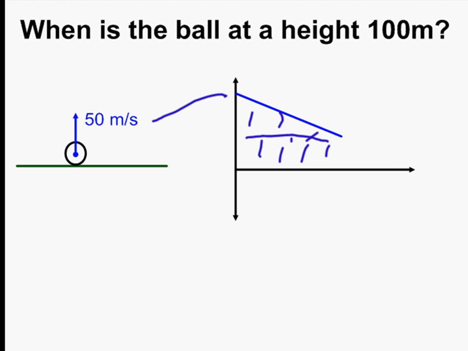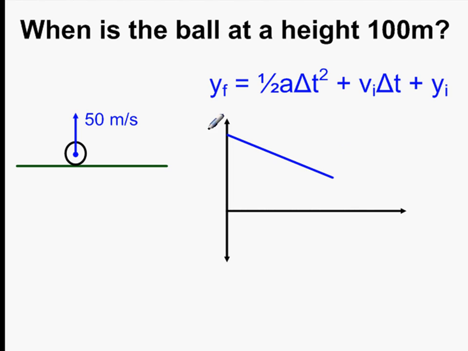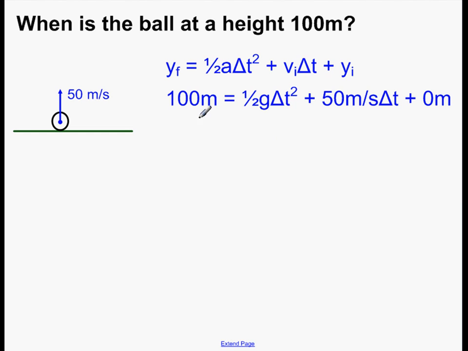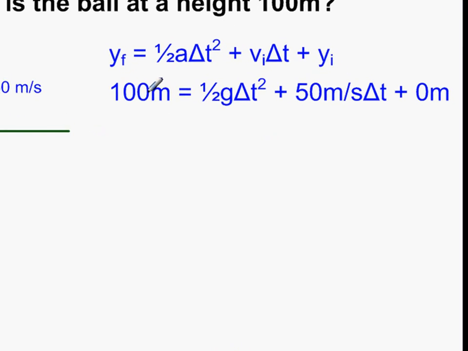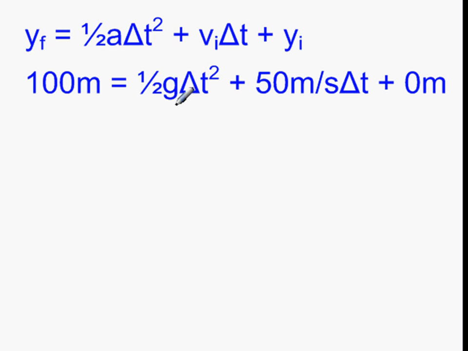Now in order to examine both the rectangle and triangle, we would want to use this equation. y final equals 1/2 a delta t squared plus vi delta t plus y initial. Using this particular equation, we could substitute in the information that we know. We know that its final position, which we are interested in, is the 100 meters. It is going at 1/2 with the acceleration due to gravity, otherwise known as g. Its change in time is what we're looking for, plus the initial velocity given in the problem. It's 50 meters per second, a positive value because it's moving away from the origin. And its initial position was 0 meters because it started at the ground level, which is right here.